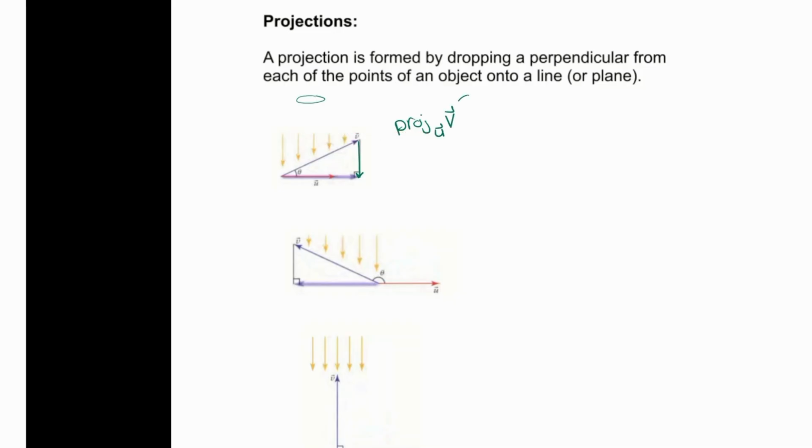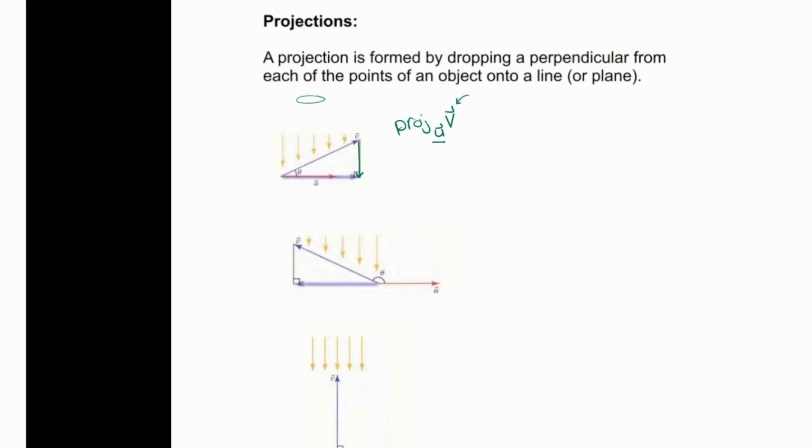Now we would write this as the projection of vector V onto vector U. So the vector that's being projected is up here at the top, and it's being projected onto the other vector on the bottom. So that's the projection of vector V onto vector U. So that's if the angle is between 0 and 90 degrees.